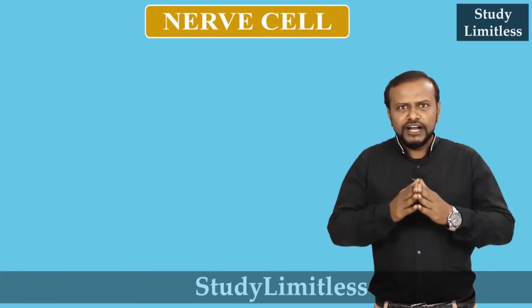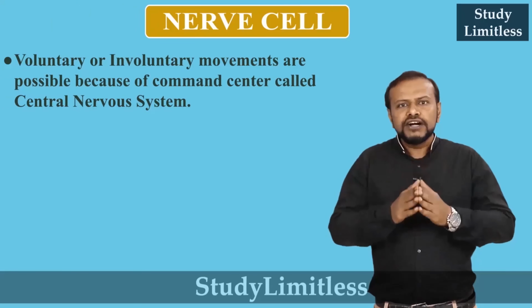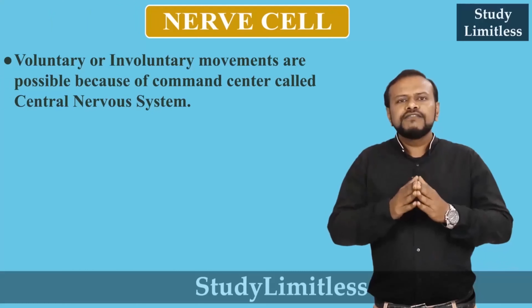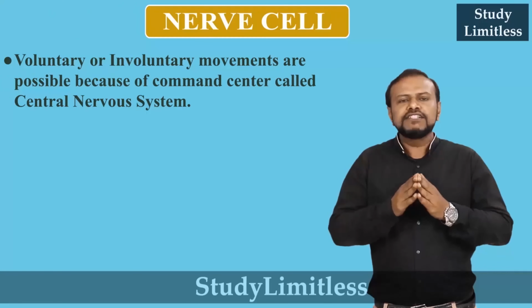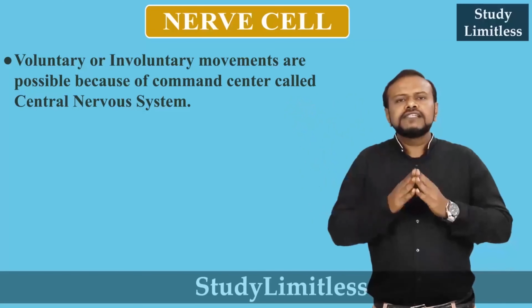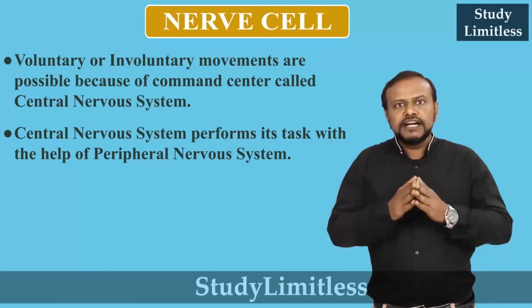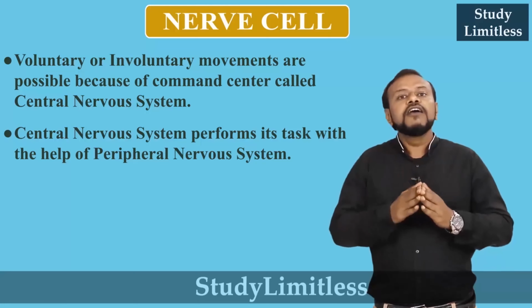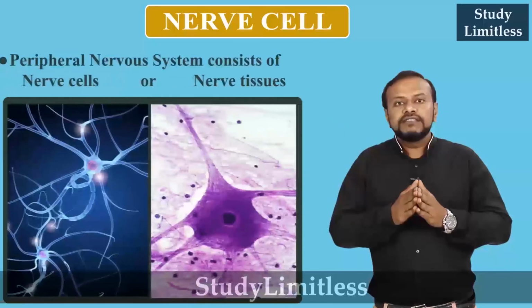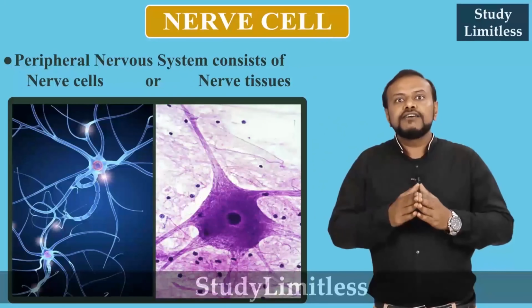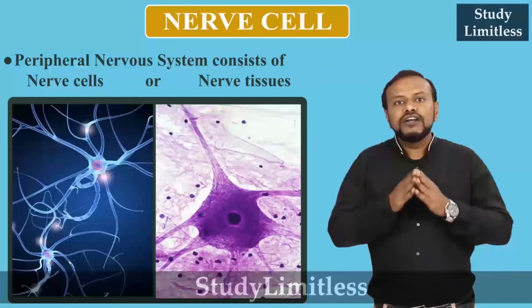All the movements in an organism, let it be voluntary or involuntary, are possible because of the presence of a command center which is known as the central nervous system. Now, the central nervous system performs the task of controlling these muscles and tissues with the help of the peripheral nervous system. The peripheral nervous system in turn comprises nerve tissues or nerve cells.